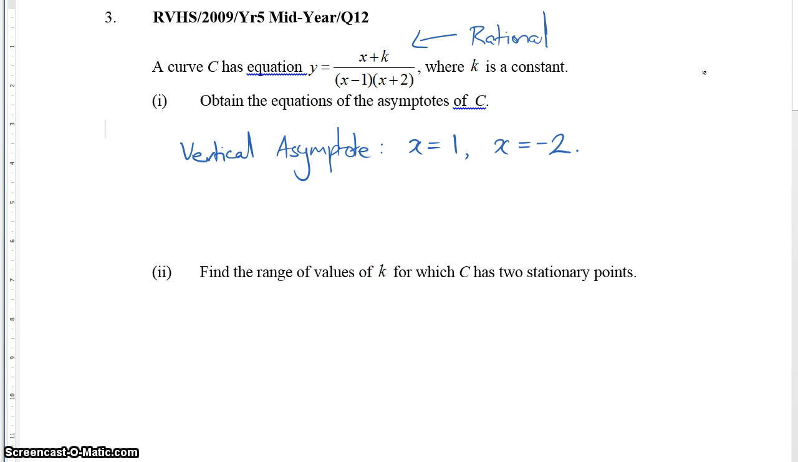What about our horizontal asymptote, or is there even a horizontal asymptote? Well, what we recognize is that if we expanded out this bottom line, we'd get x squared plus x minus 2. And I don't really care about exactly what it is. What I care about is it's an x squared on the bottom line. On the top line, I only have x to the power of 1.